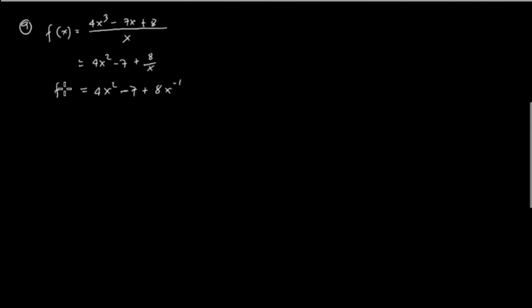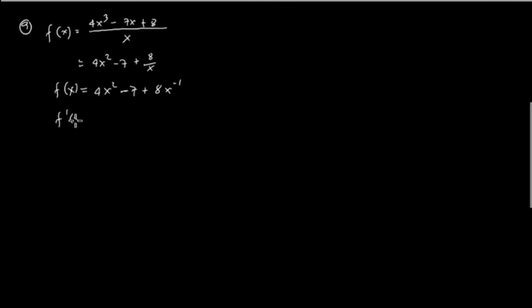Example number 9. f of x is equal to 4x cubed minus 7x plus 8, and we have a fraction all over x. We can simplify by individual terms. We divide by x: 4x cubed over x is 4x squared. Negative 7x over x is negative 7. Positive 8 over x stays 8 over x. And the denominator, we can change to a negative exponent. So 4x squared minus 7 plus 8x to the negative 1. And that's the time you derive.